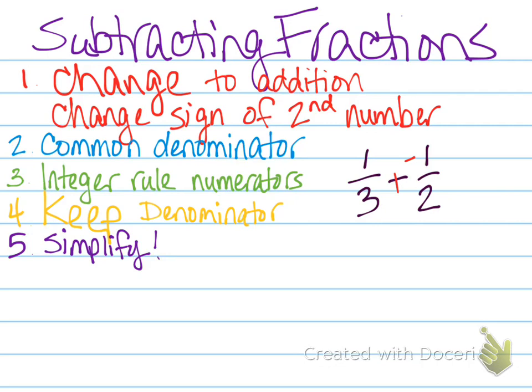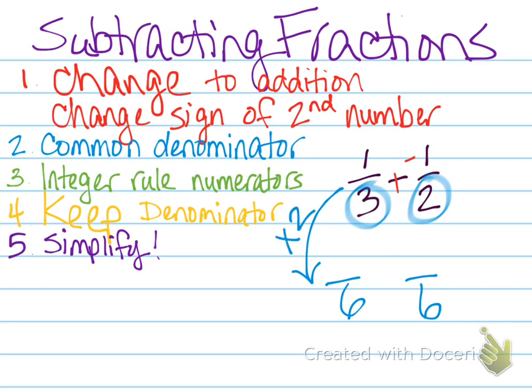What's a common denominator between 3 and 2? 6 is a good one. 12 would also work. It would. I'm going to use 6 though because it's smaller. So what do I do to 3 to get to 6? Multiply times 2.